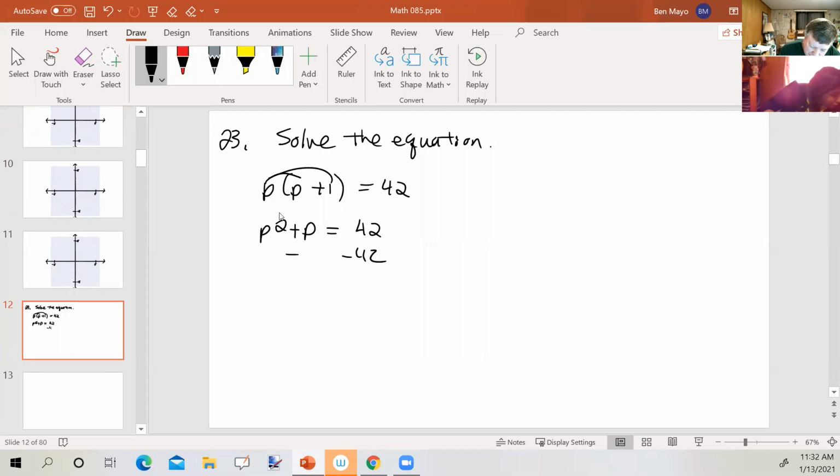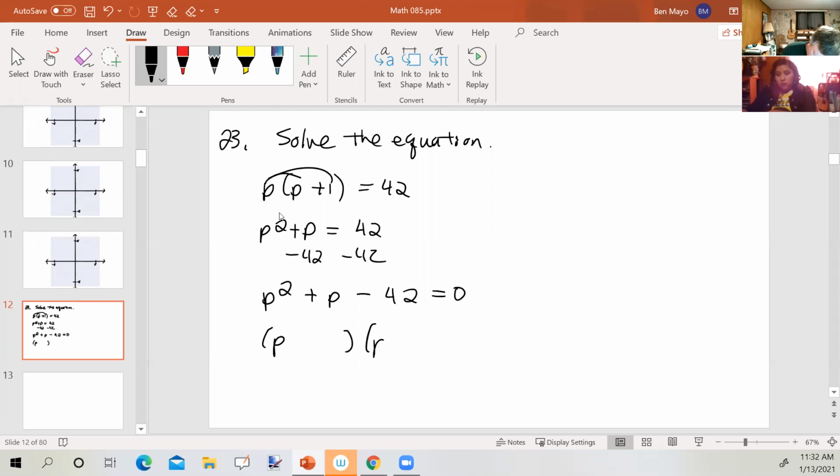I'll subtract 42 from both sides of the equation. P squared plus P minus 42 equals 0. So now the equation is in standard form, ax squared plus bx plus c equals 0. I see that it's a trinomial. It's in descending powers. There's no greatest common factor. It has a leading coefficient of 1. It's not a perfect square, etc.